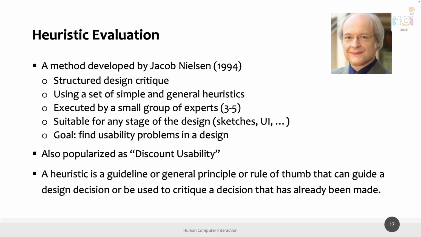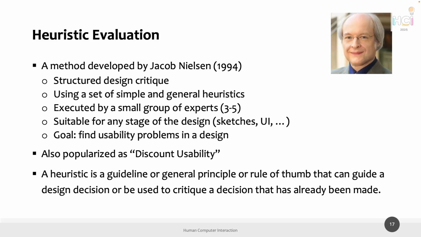This is a method that was developed by Jakob Nielsen, a famous HCI researcher that worked with Don Norman. And it's structured like a design critique. It uses a set of very simple and general heuristics, and we will see in a minute what is a heuristic. It is executed by a small group of experts, 3 to 5. And the goal, again, is to find usability problems in a design. It's also called discount usability because it's really cheap. You just need 3 to 5 experts.